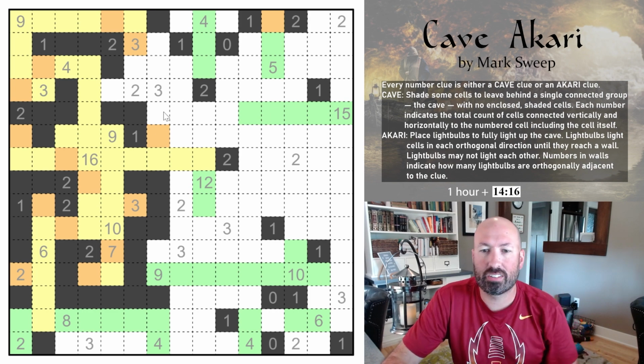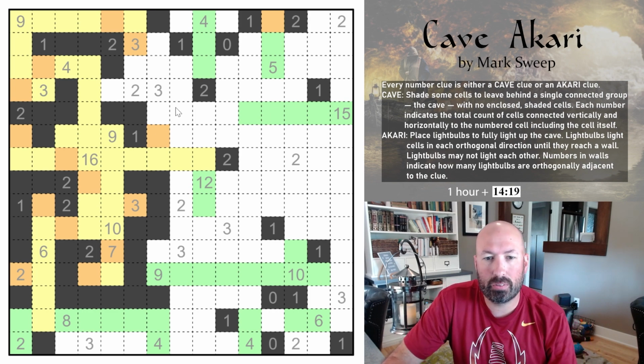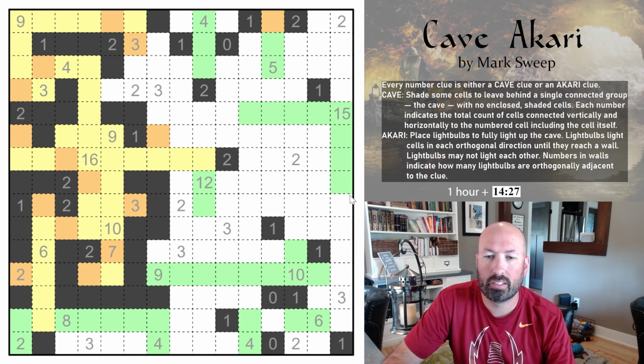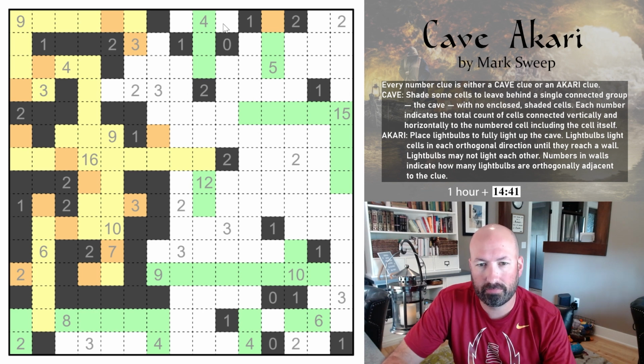Man, this puzzle is a struggle. 1, 2, 3, 4, 5, 6, 7, 8, 9, 10, 11, 12, 13, 14, 15. So once we got these in here, we've limited the 15. Don't know what that does for us, but I mean, it gives us a few more cave cells, I guess. That's all it does for us.